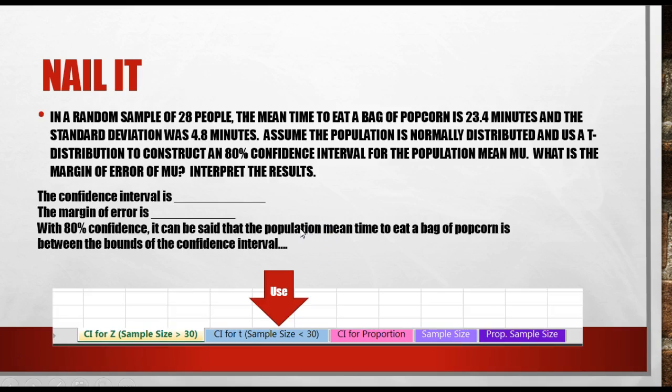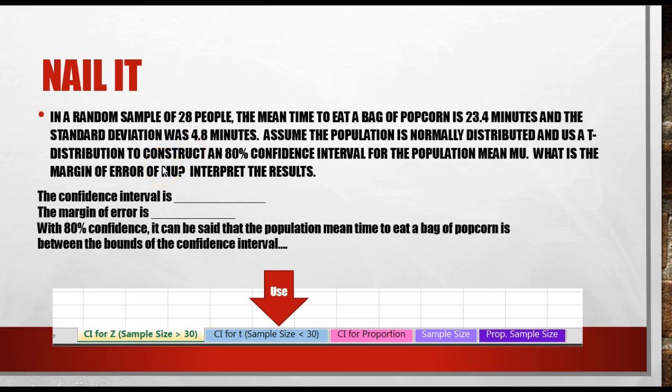Let's look at another one. In a random sample of 28 people, 28 is less than 30. The mean time to eat a bag of popcorn is 23.4 minutes, and the standard deviation was 4.8 minutes. Assume the population is normally distributed, and use a t-distribution to construct an 80% confidence interval for the population mean mu. What is the margin of error?